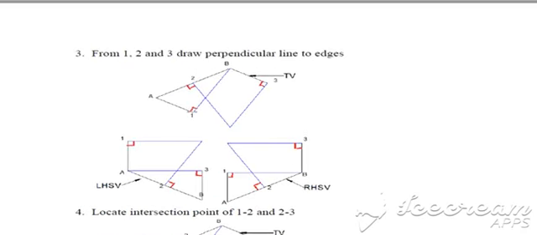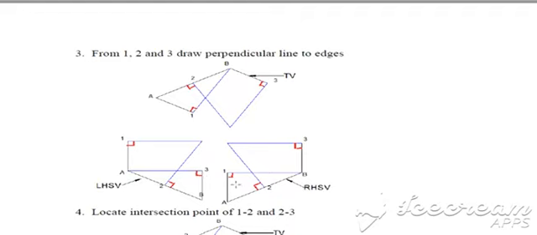Now from point 1, draw the perpendicular to this A1. You will find here it will be meeting at this other corner point. Again from 2, draw the actual perpendicular to the AB. Similarly from point 3, draw the actual perpendicular to this B3. You can see it in a left hand side view again. From 1, draw the actual perpendicular to A1. From 2, actual perpendicular to this AB, and from 3, actual perpendicular to this B3.